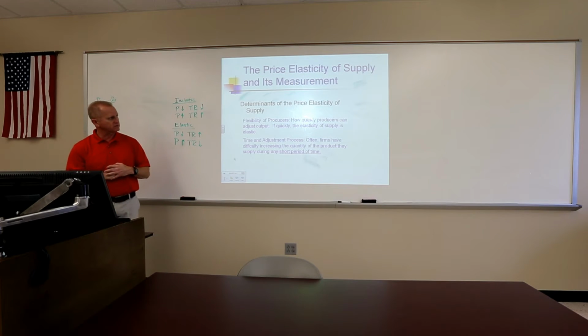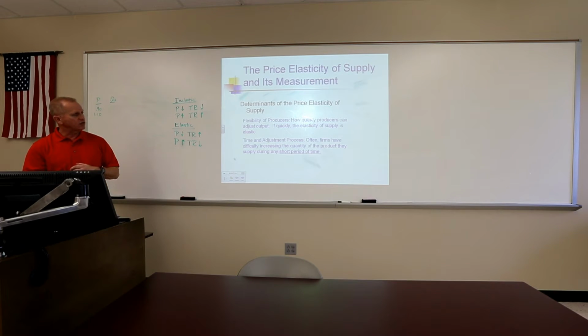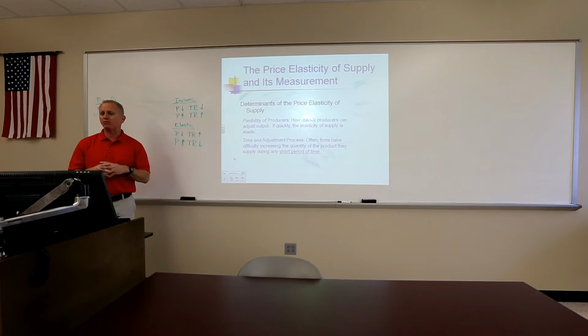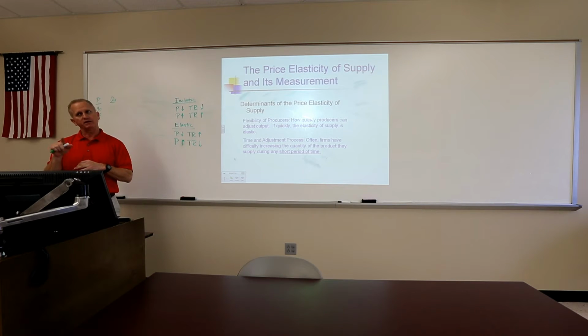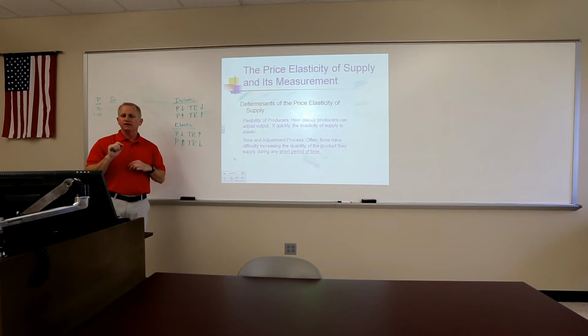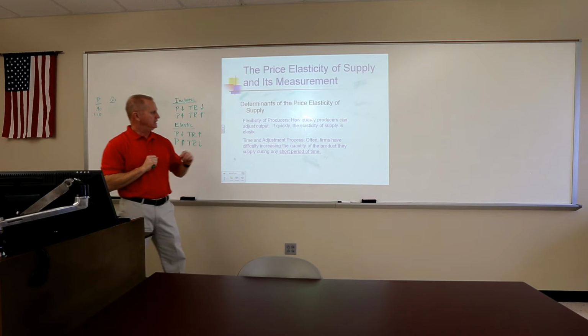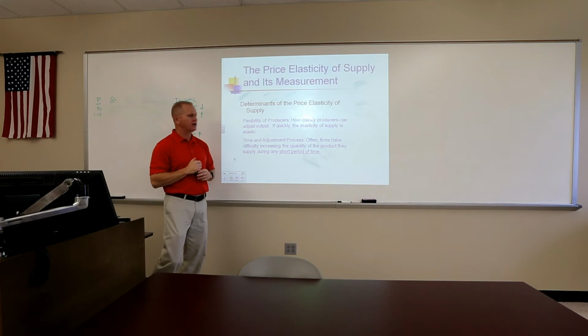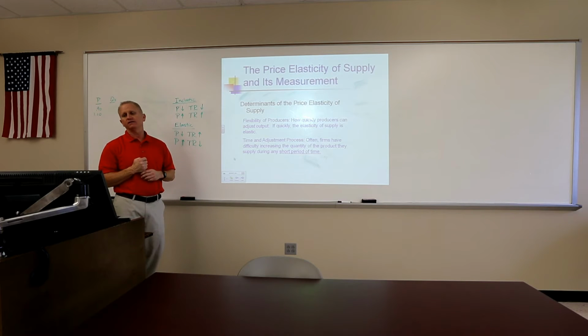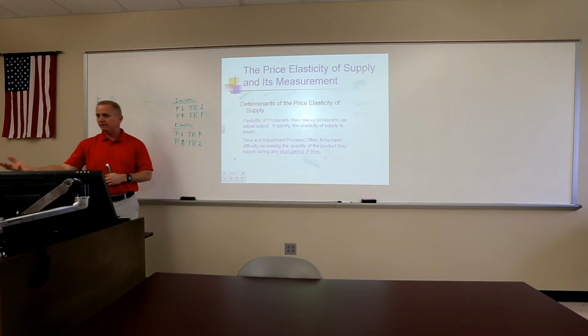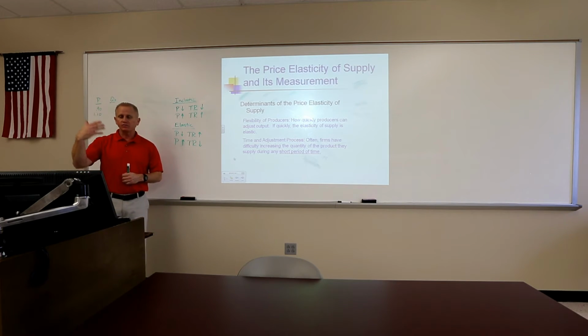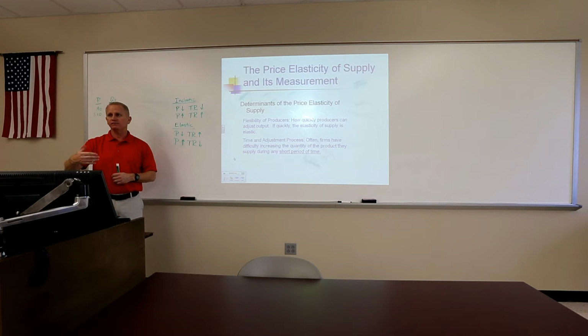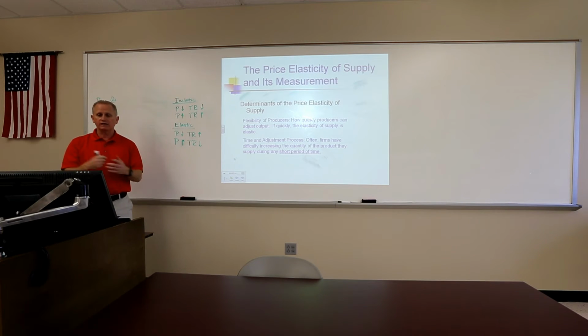A determinant of the price elasticity of supply is how quickly producers can adjust their output. So again, it talks about time a little bit. But they've got to be flexible. If quickly, the elasticity of supply is elastic, which would mean it would be greater than 1. So in terms of the coefficient calculation, if it's greater than 1, it's elastic. If it's less than 1, it's inelastic. Same as demand. And if it's 1, it's unit elastic.